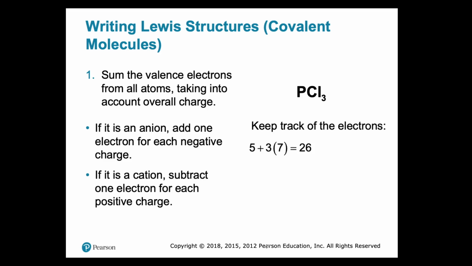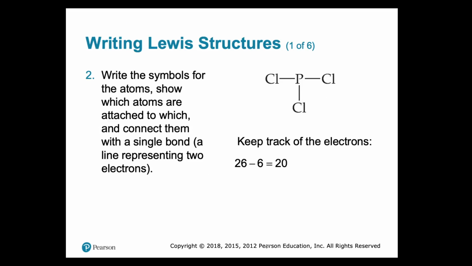Phosphorus has 5 valence electrons, because why? It's in this group right here, right? Group 5, just like nitrogen. And then chlorine, right? Chlorine has how many? 7, because it's in group 7. And there are 3 of them there. That's why it says 3 times 7, right? So that means it has 26 valence electrons, okay? That's the first step. Count up your valence electrons.